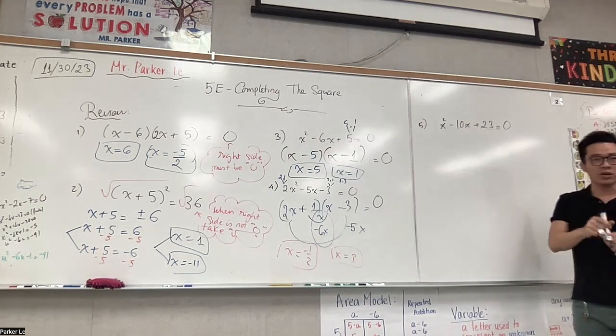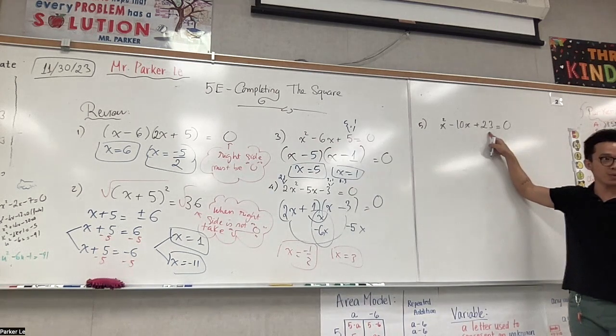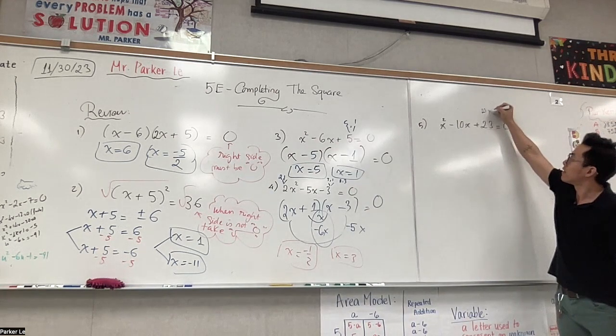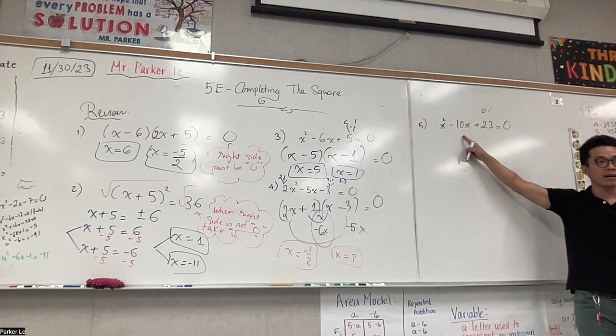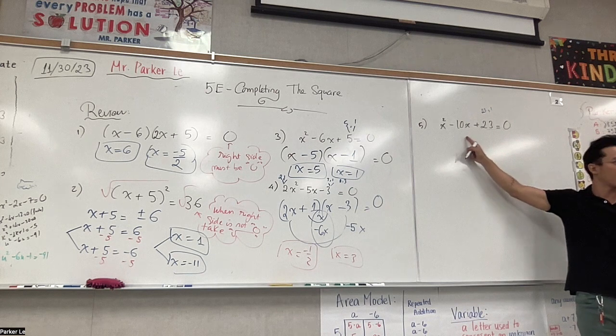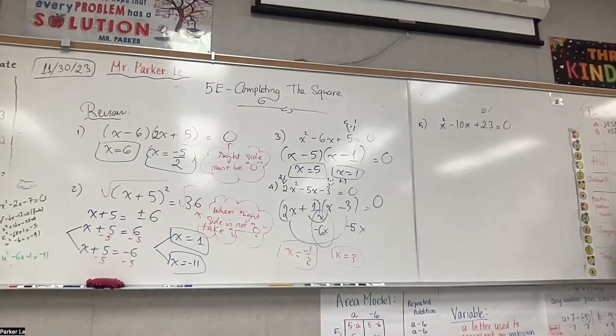What do we want to do with this type? Want to find two numbers that multiply to 23. What are the two numbers? 23 and 1. Do you think 23 and 1 can give you 10? So there's nothing we can do with this. That's why we need a new strategy, to complete the square.